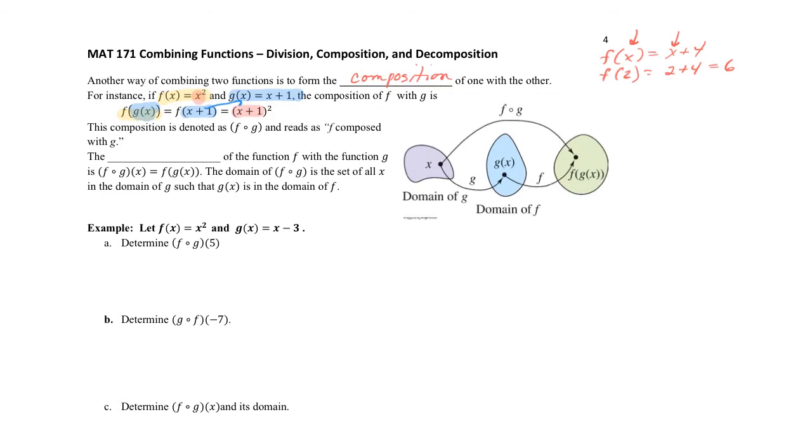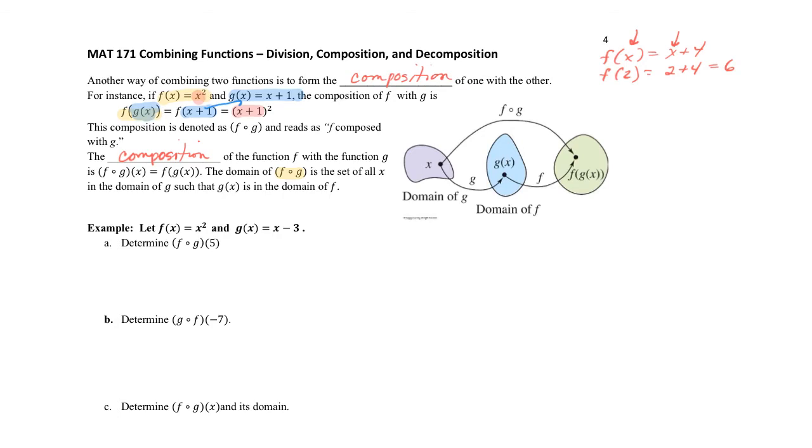So back to our notes here, the composition of the function f with the function g is f composed with g of x, and that is equal to f of g of x. So the domain of f composed with g is the set of all x's that are in the domain of g such that g of x is also in the domain of f.